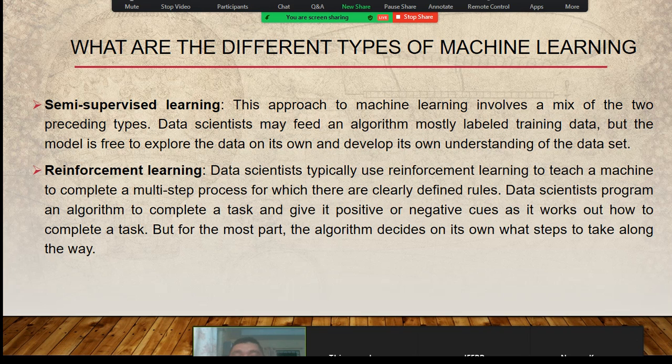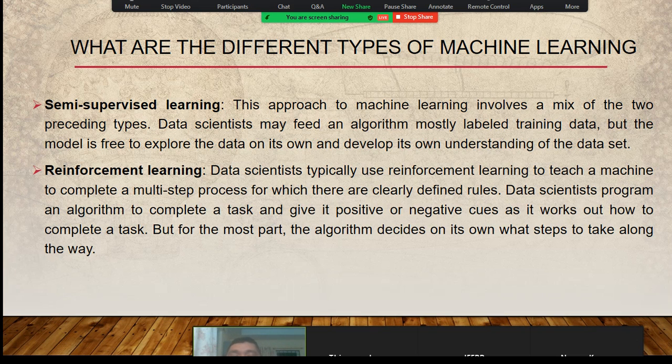Third, semi-supervised learning. This approach to machine learning involves a mix of the two preceding types. Data scientists may feed an algorithm mostly labeled training data, but the model is free to explore the data on its own and develop its own understanding of the data set.